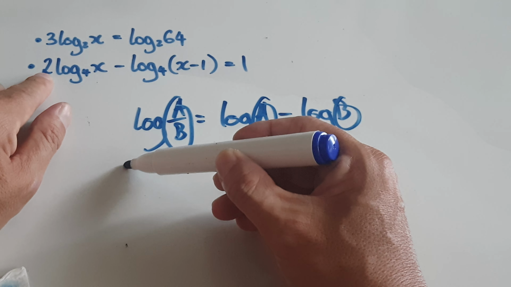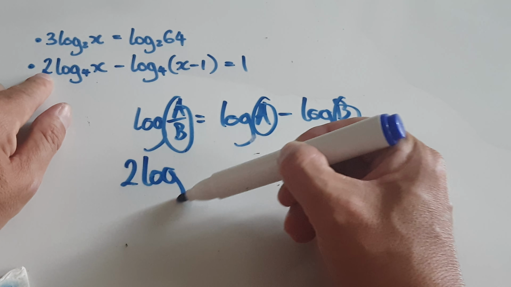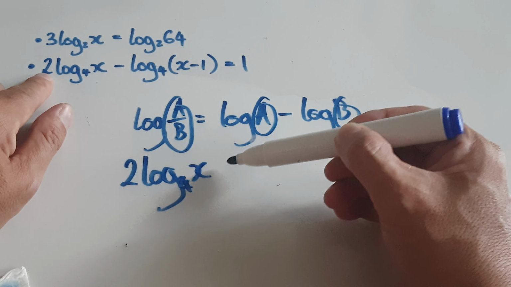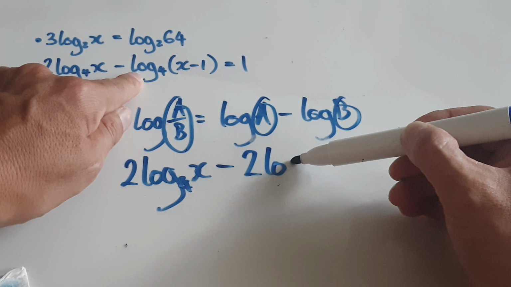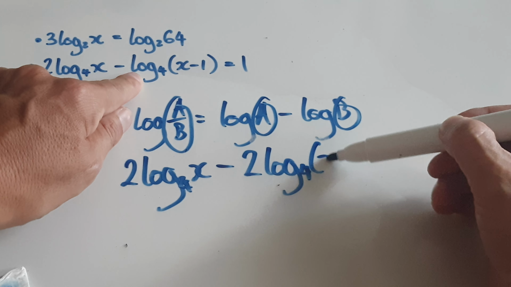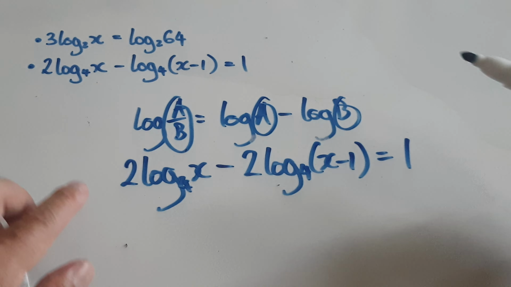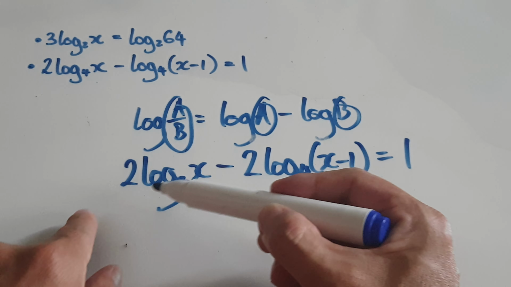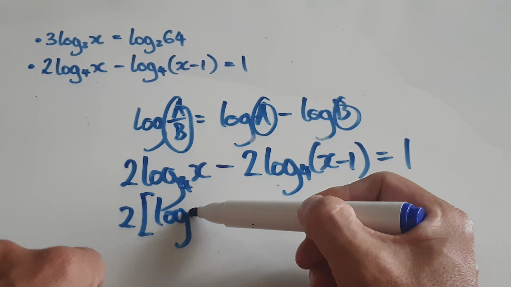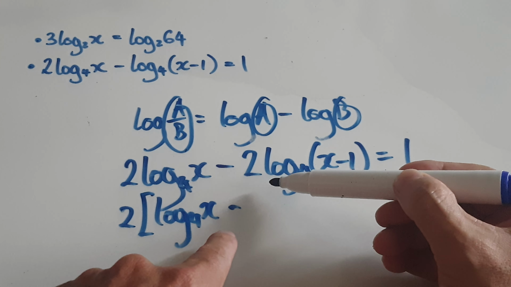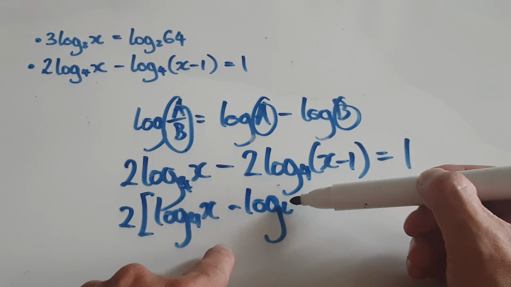Let's say you've got this thing here and then minus, there is no 2 here, but let me put a 2 in here to illustrate something. Equals 1. So if there's a 2 there, you can factor out the 2. So it will look like this. Log base 4 of x minus, factor out the 2.